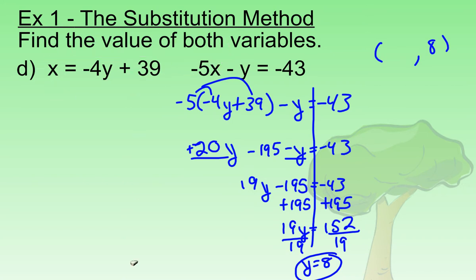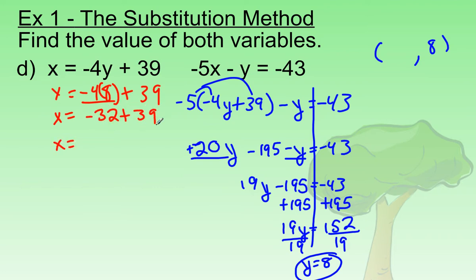So now all we have to do is plug in that y value of 8 into our equation to find out what the x value is. Negative 4 here, x equals, okay, this gives me negative 32 plus 39, x equals positive 7. So my coordinates of 7, 8, or the x value of 7, the y value of 8, is what makes both of these equations true.